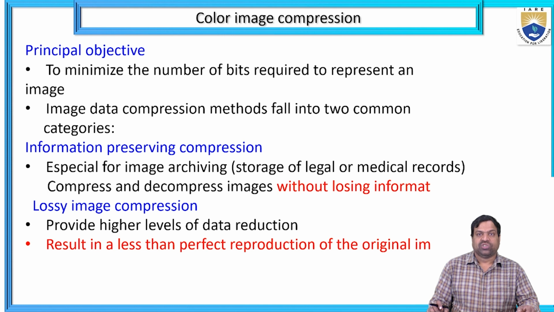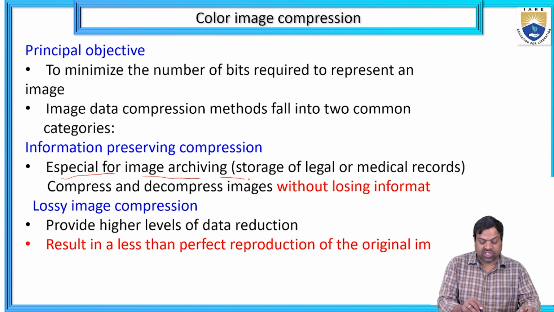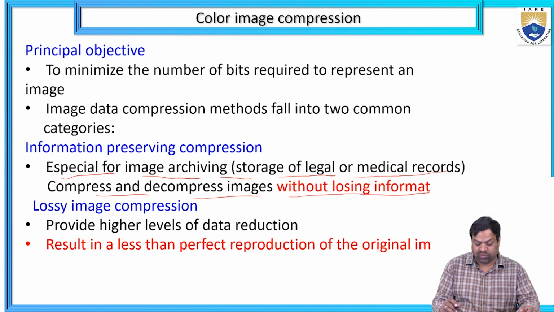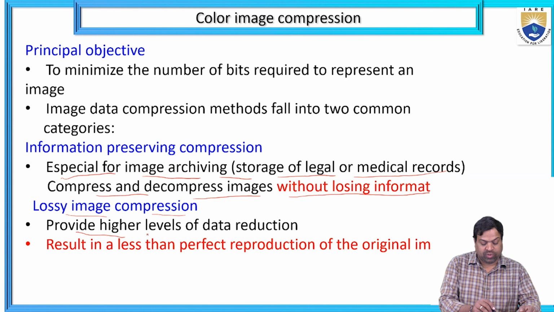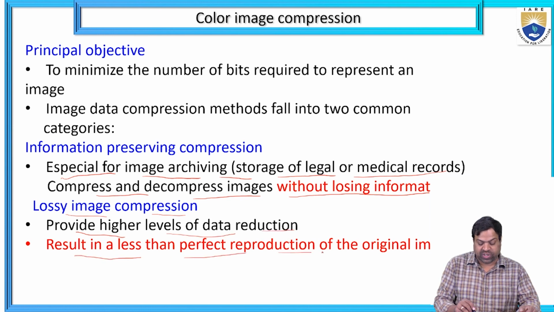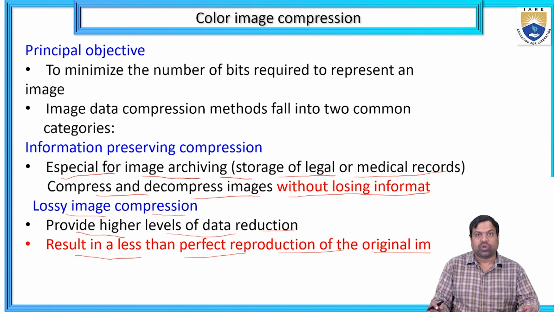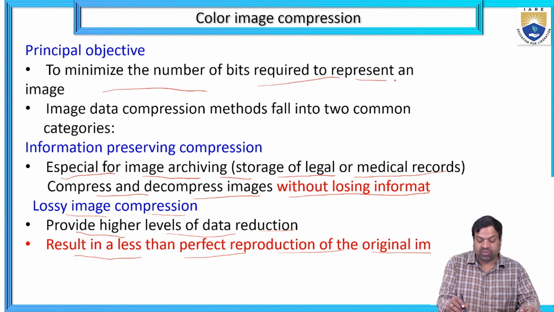So what are the principal objectives? To minimize the number of bits required to represent an image. Image data compression methods fall into two common categories: information preserving compression and lossy image compression. Information preserving compression is used especially for image storage of legal or medical records. Compression and decompression are done without losing any information. Lossy image compression provides a higher level of data reduction, resulting in a less than perfect reproduction of the original image.